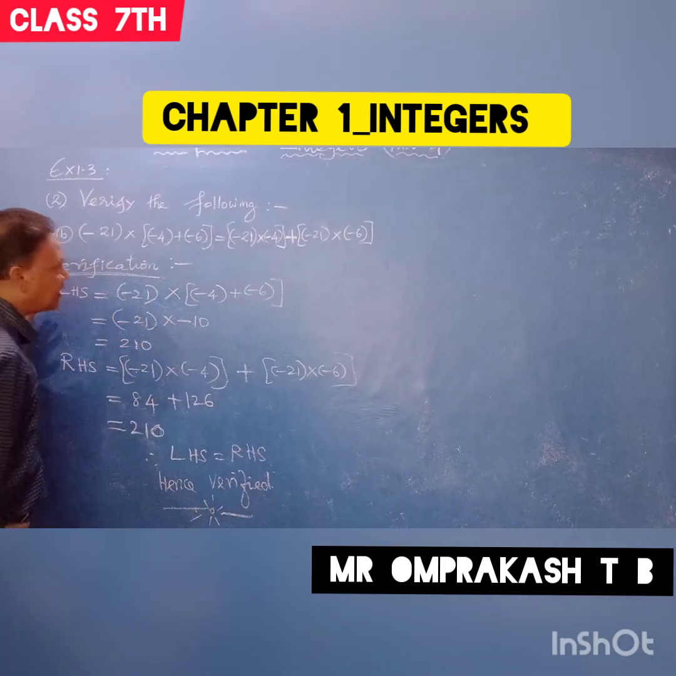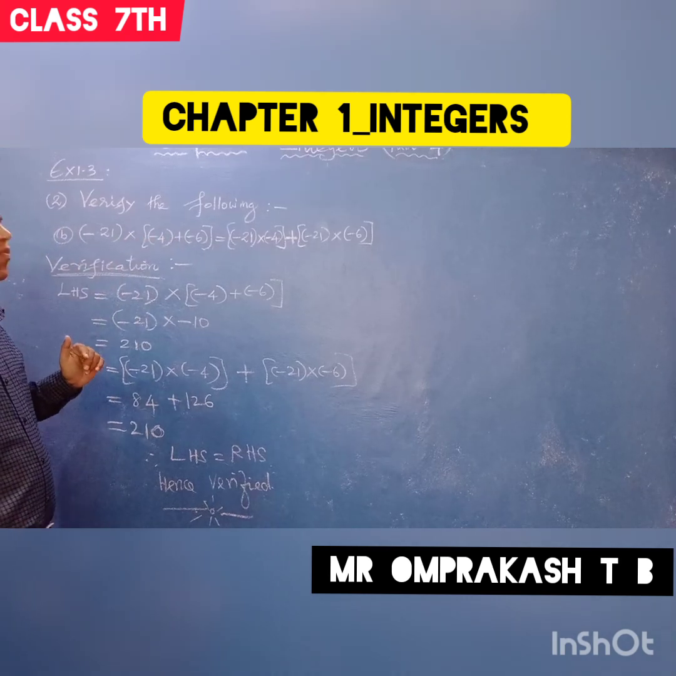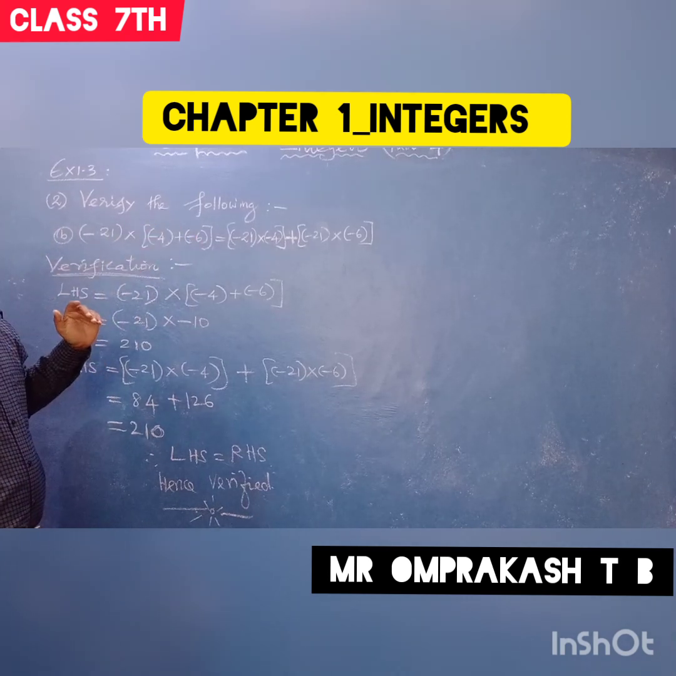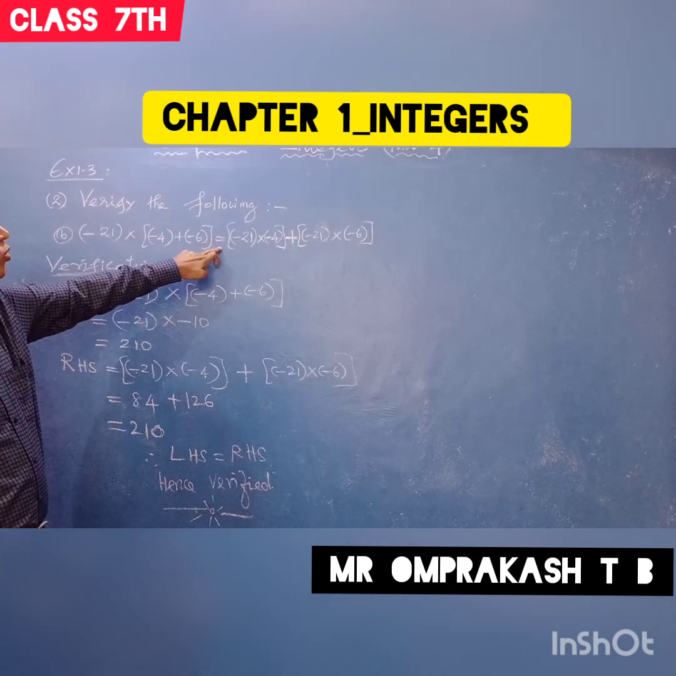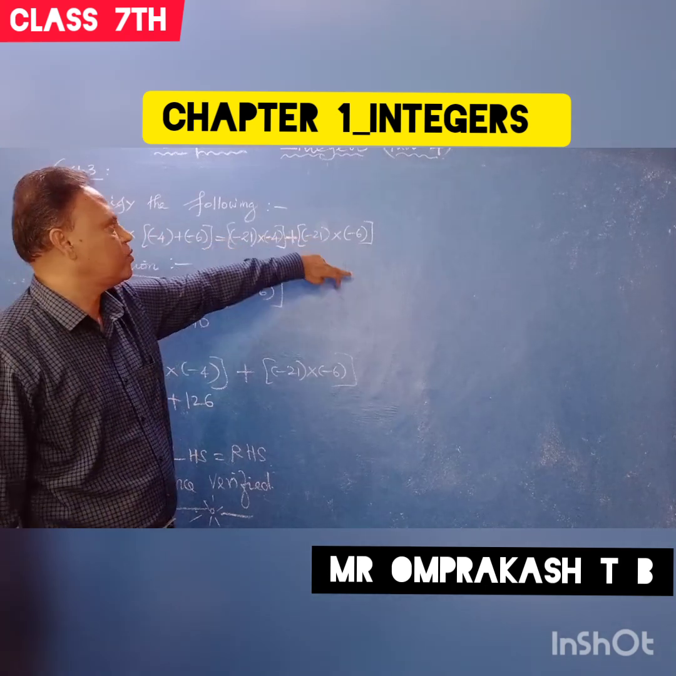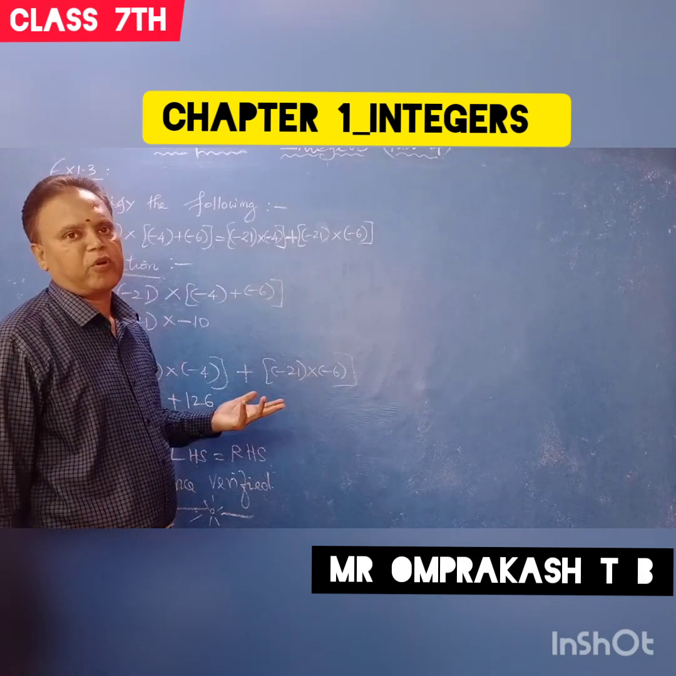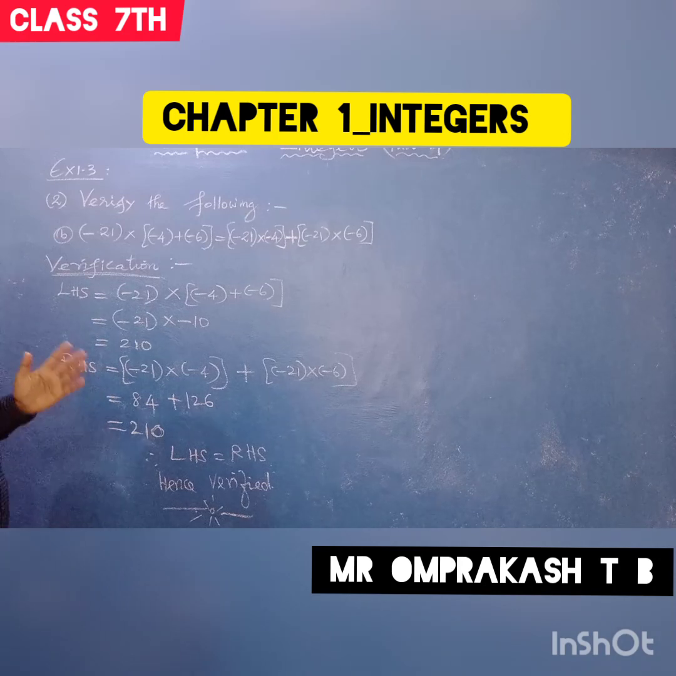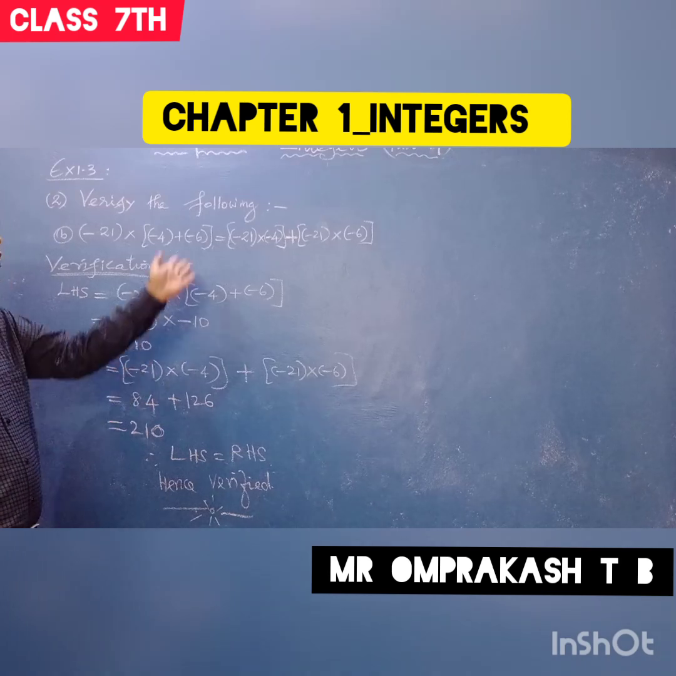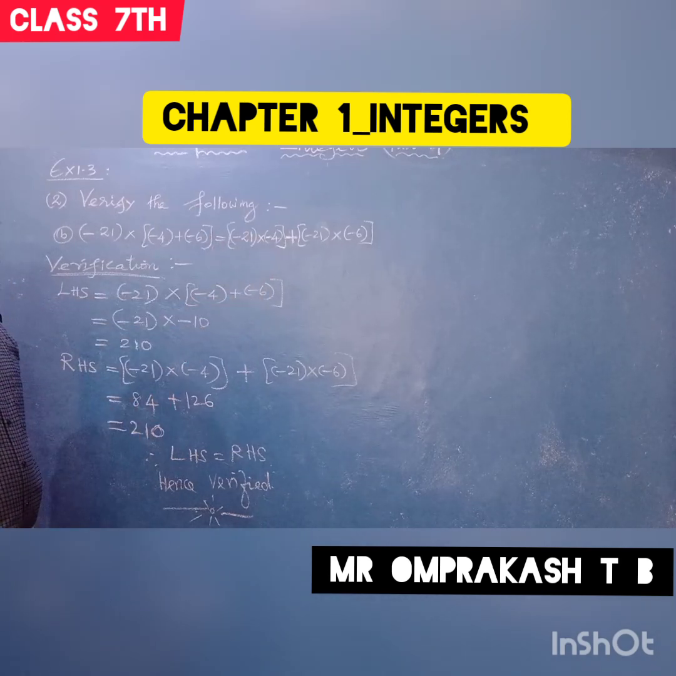Now you tell me, what is the name of this property? Which form is it? A into (B plus C) equals A into B plus A into C. So what is the name of the property? Distributive property, multiplication over addition. Okay, that's all. I will give some homework problems. You do practice.